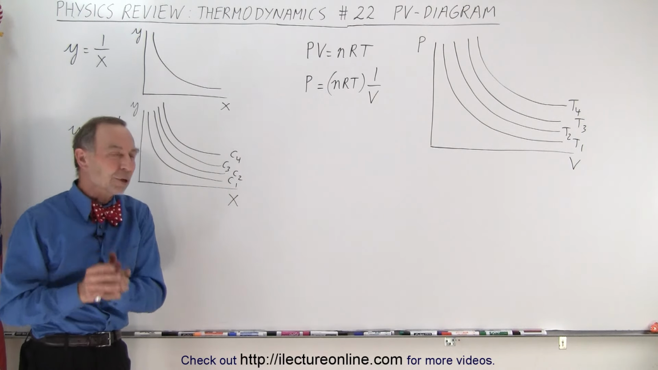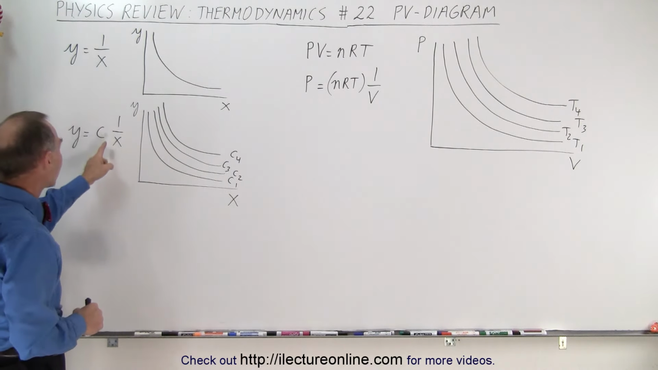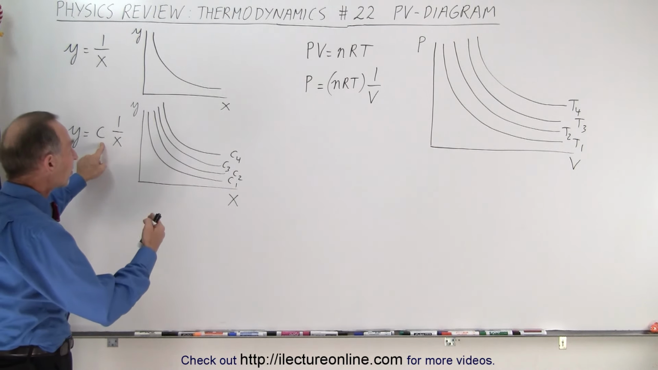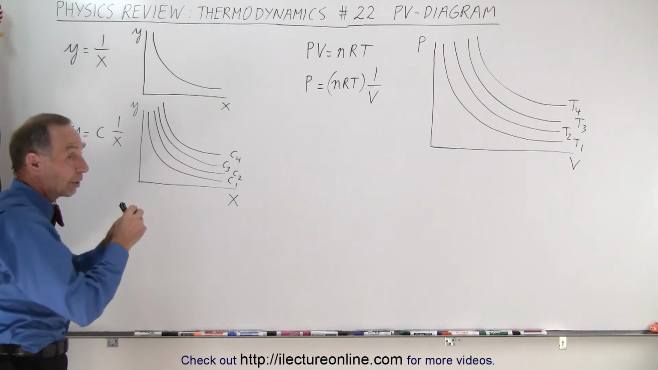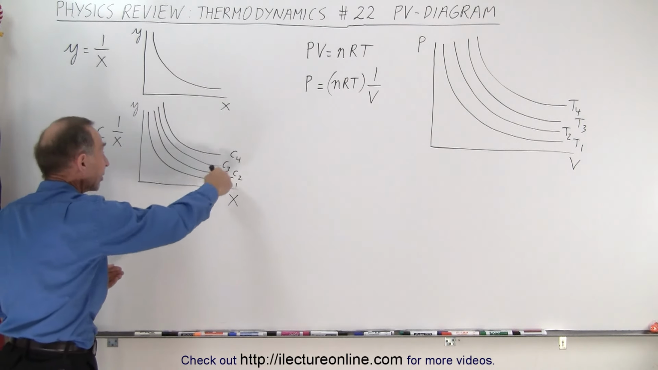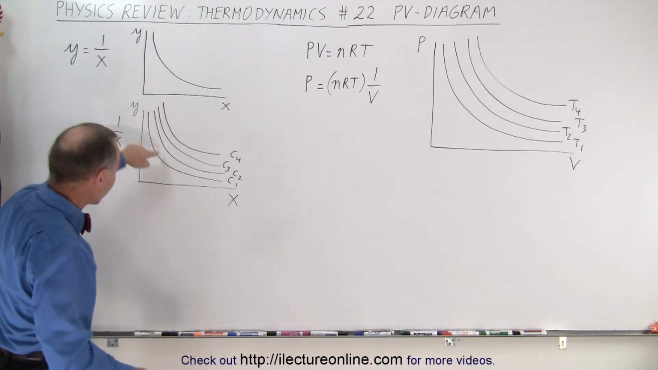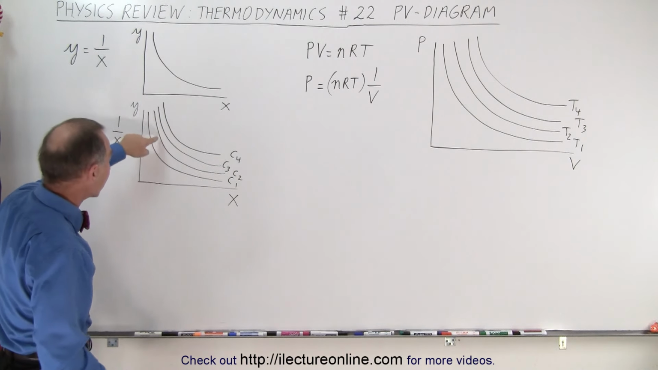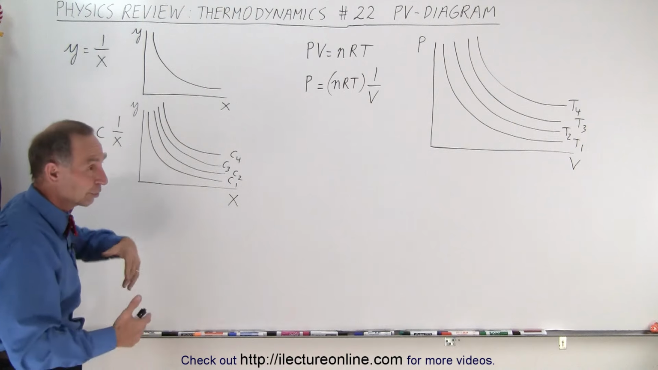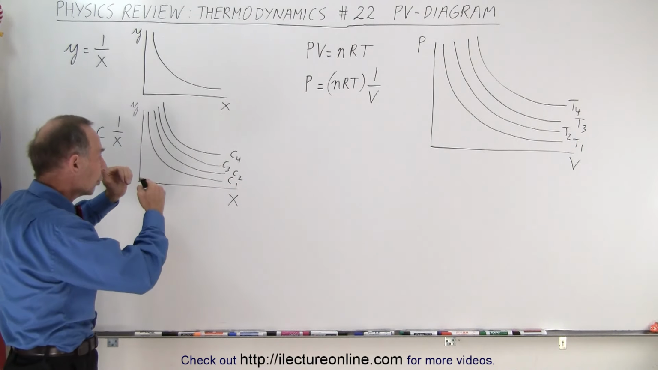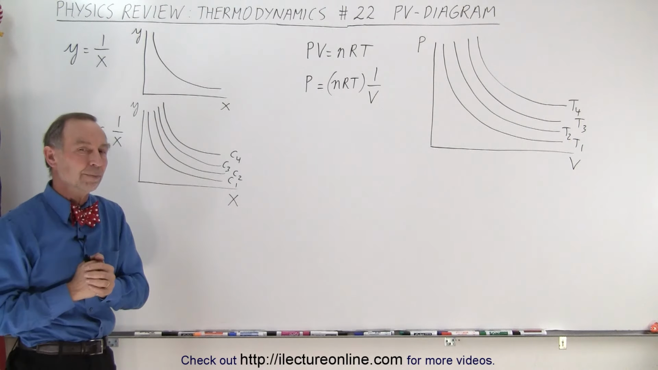Now if we take the same equation and we multiply the right side by some constant, then depending upon what the value of the constant is, we get a similar curve, but where it's located depends on the value of that constant. So for one constant, let's say C1, the curve will be over here. For a different constant, it'll be over here. Another constant again will be over here. So for every other constant, there'll be a similar looking curve, but in a different location.